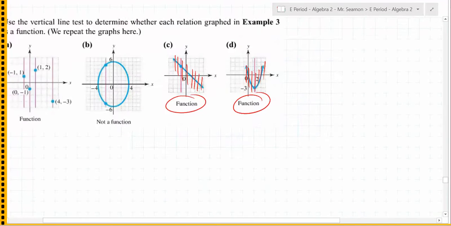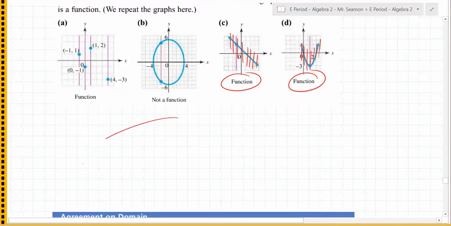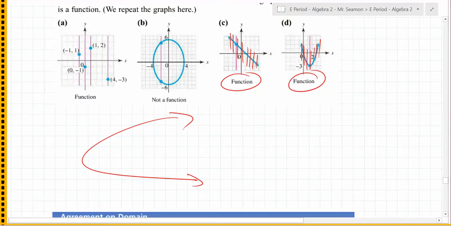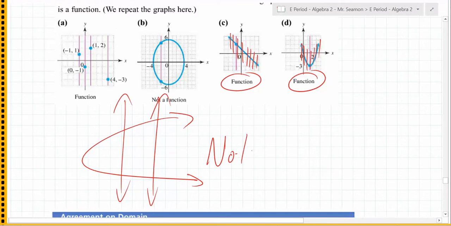So you might ask yourself, what about things that aren't functions? Well, here's a sideways parabola. How many vertical lines can I draw that pass through more than one point? Quite a few. Look at this one, and this one. So is this a function? No. It's just a relation.